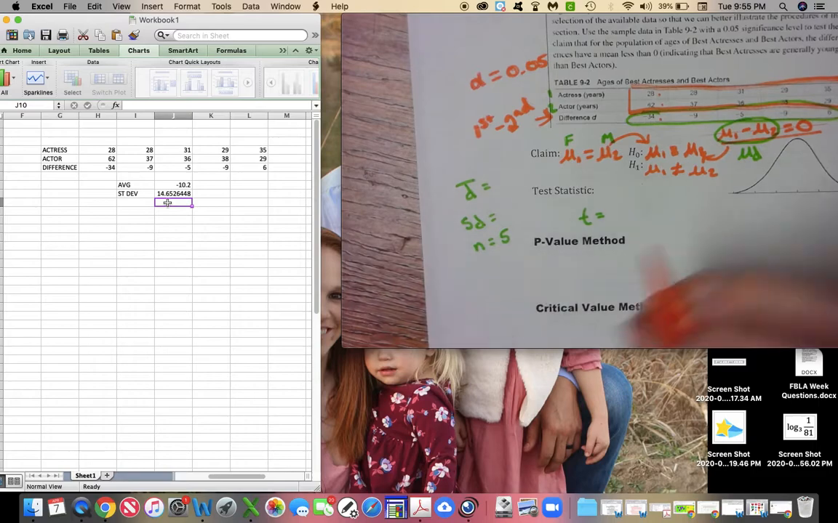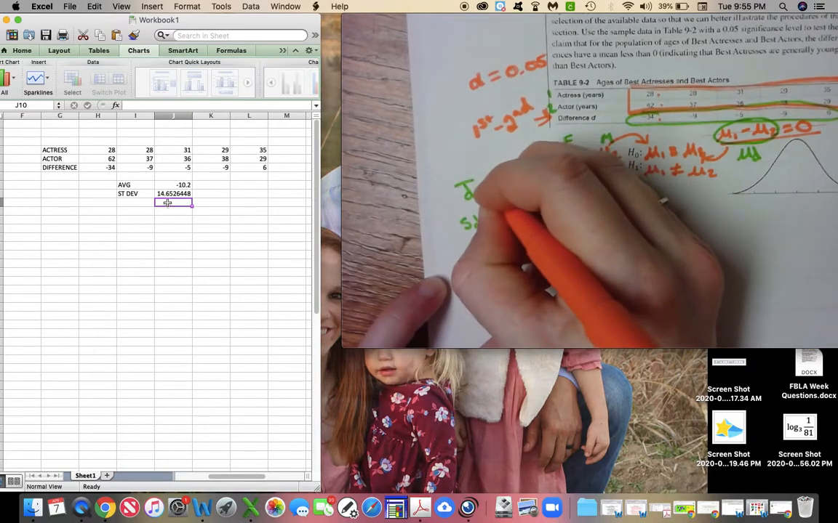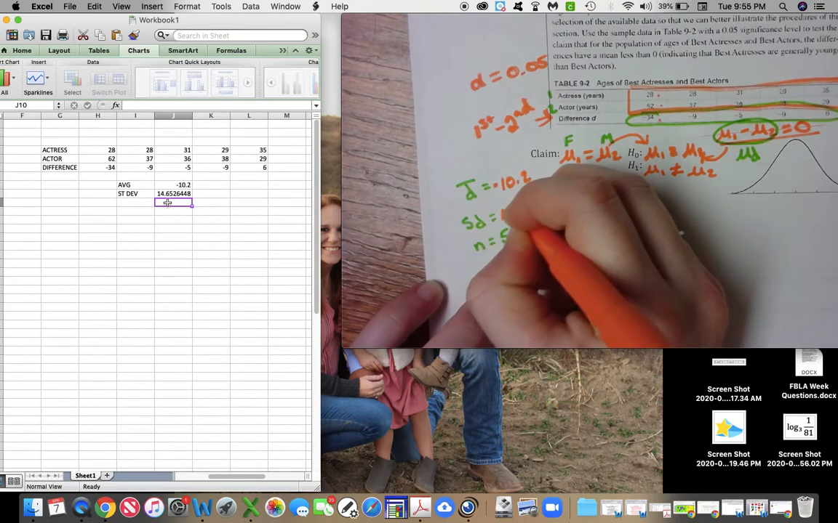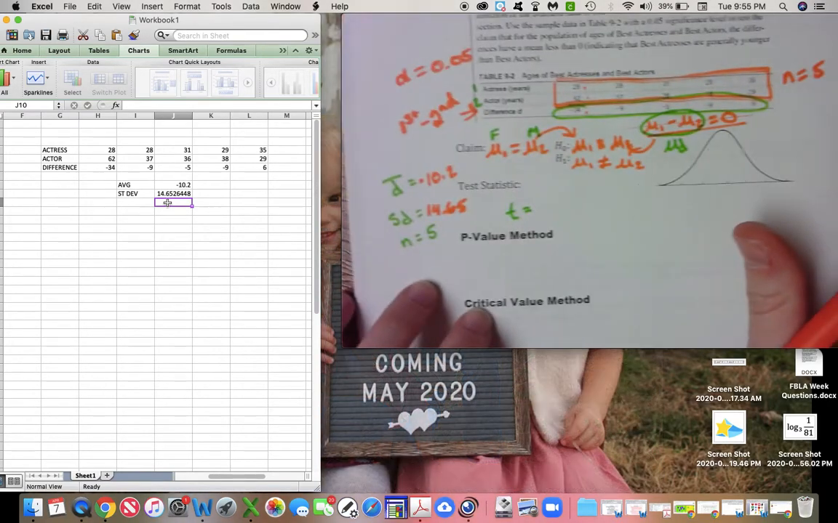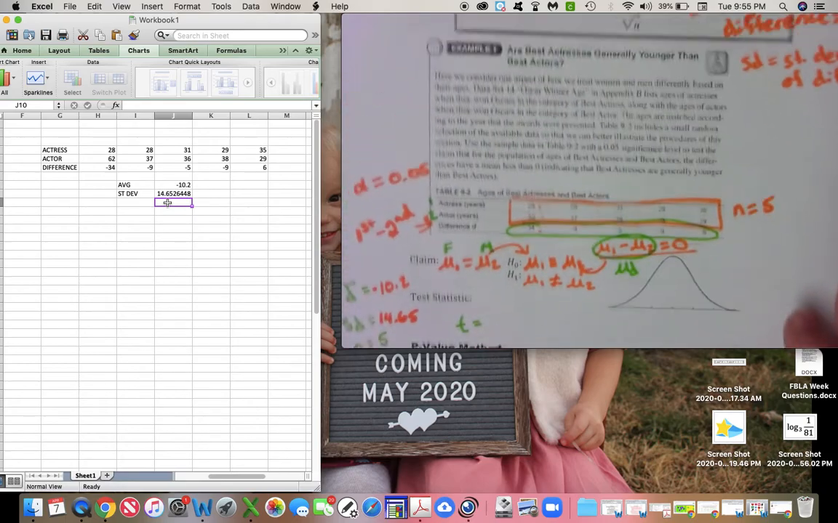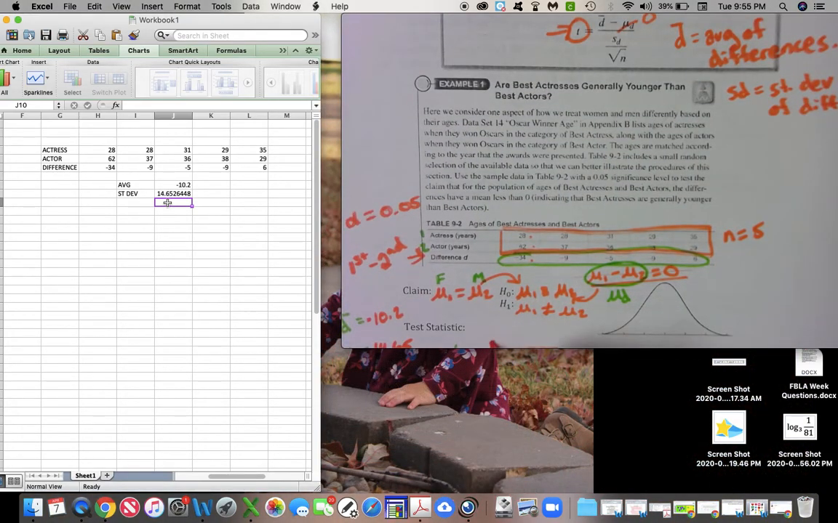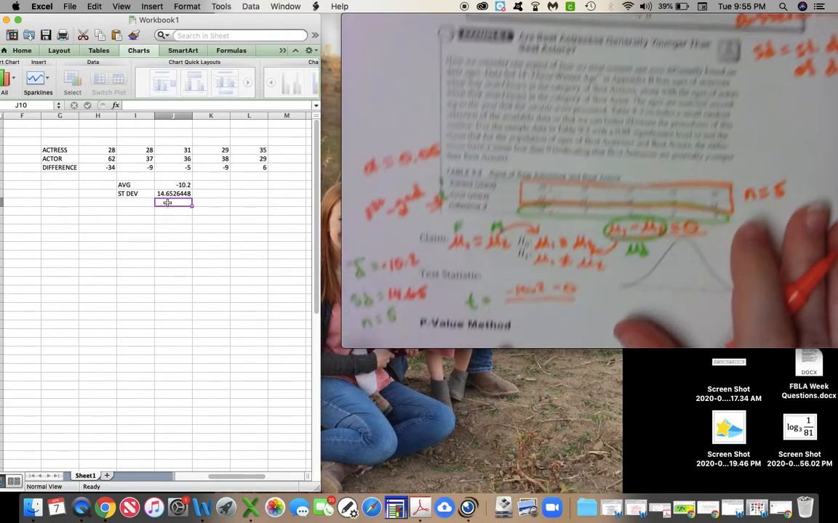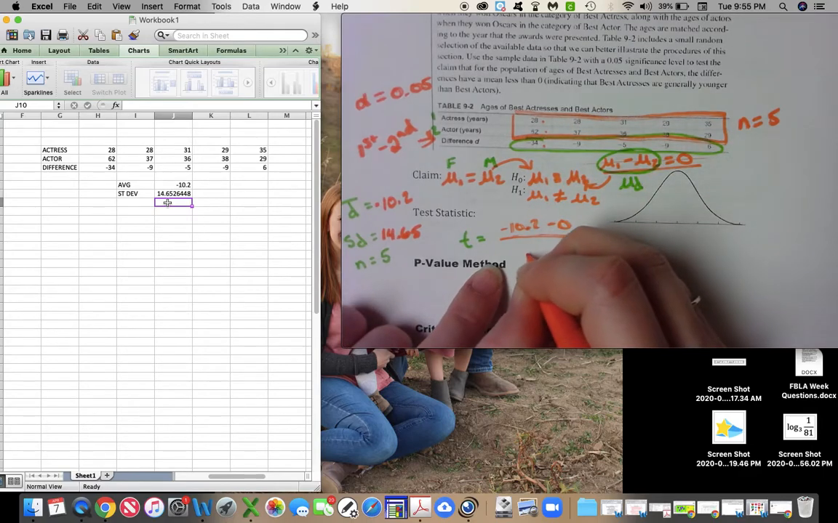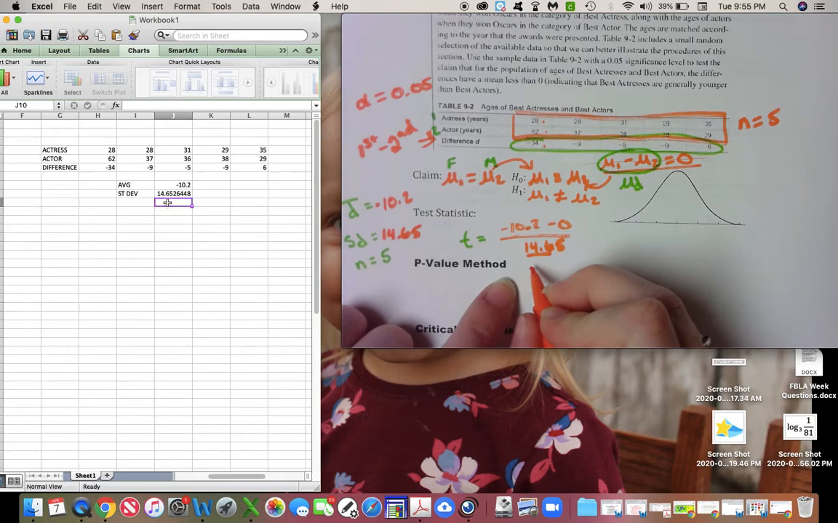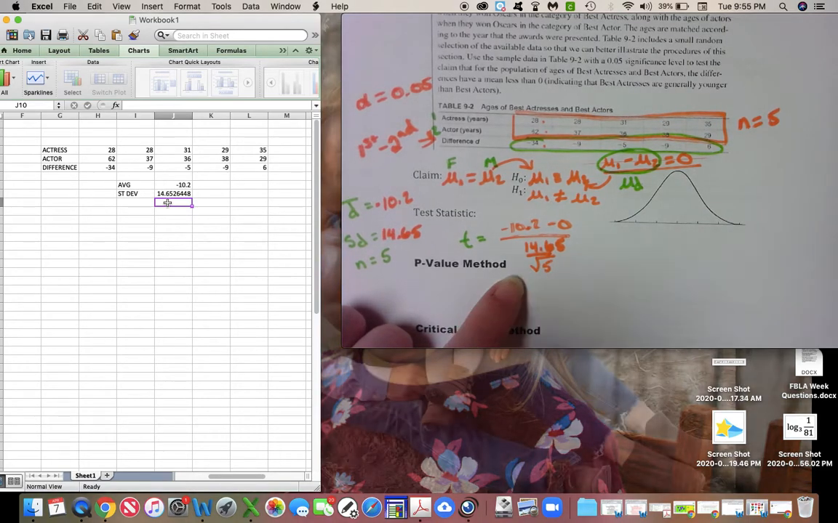So let's write those numbers down. Negative 10.2, standard deviation 14.65. We'll just do 2 decimals this time. Okay, so for my formula, I'm using this one up here. D bar is going to be negative 10.2 minus 0. So you really don't need to have that 0 there. And then I have the standard deviation, 14.65, divided by the square root of 5. That's what it will look like.